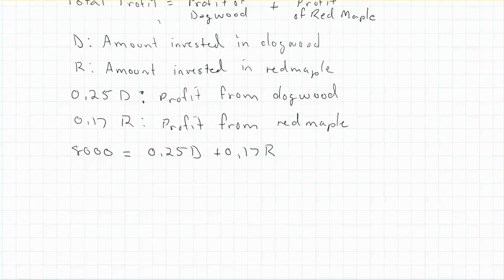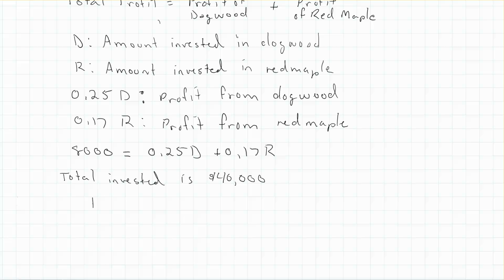And again, this is why it's called a mixture problem. The total profit is a mixture of the profit from the dogwood plus the profit from the red maple. But now the problem is we have an equation that we're trying to solve, either for D or R. I need to know both numbers, but I don't have a way to solve this because there are two unknowns. But we also know that the total invested is $40,000.